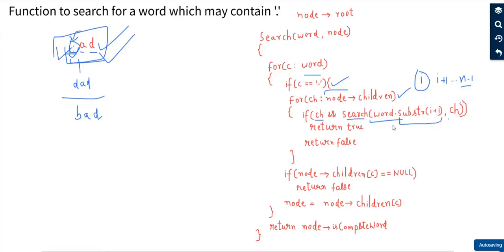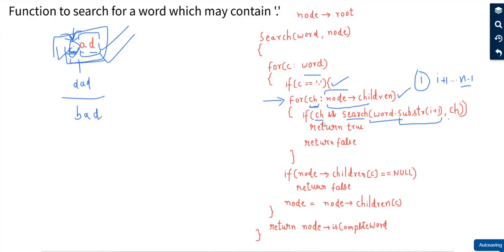Okay, so if we encounter a dot, then we search if AD is present or not. If AD is present, then simply we can replace this dot with the character which is present in this node. So here in this loop, all we are doing is iterating over all the child nodes.